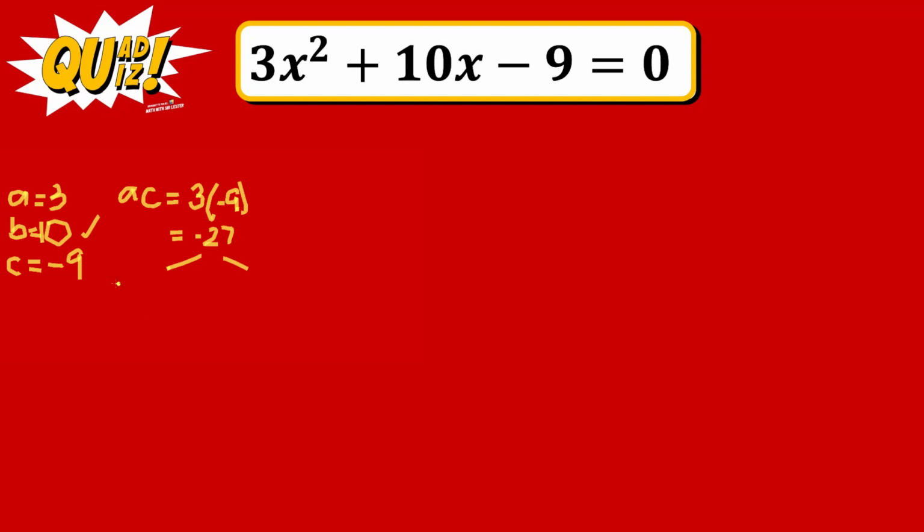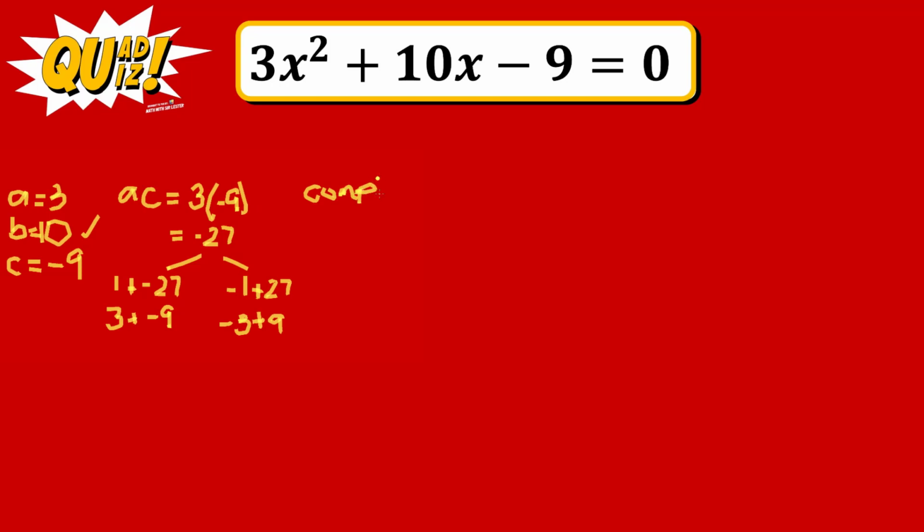So negative 27 can be a product of 1 and negative 27, as well as 3 and negative 9 as given here. Or the other way around, negative 1, positive 27, negative 3, and positive 9. But when you add any of these, the results for each pair will not result to 10. This means, as mentioned, we are going to use here completing the square method.